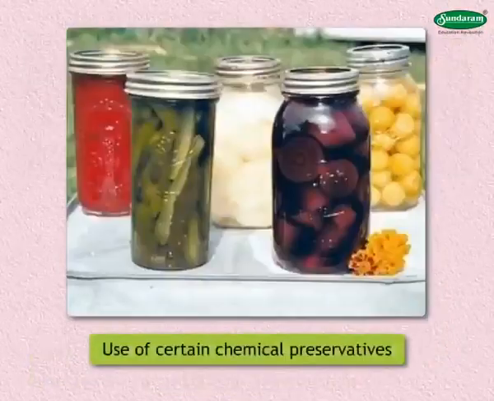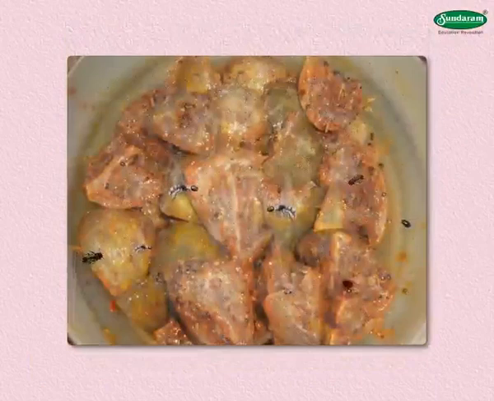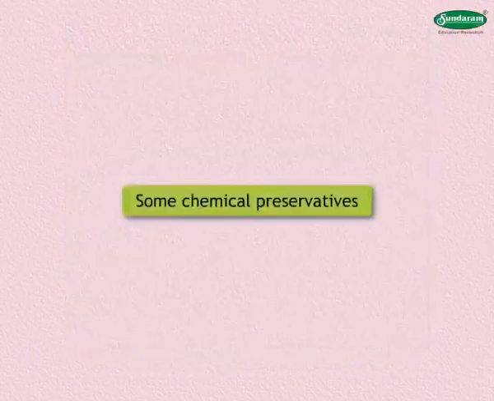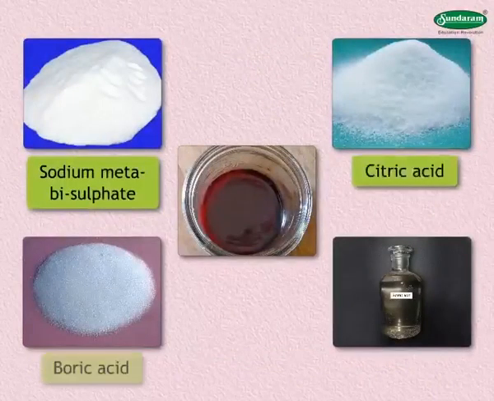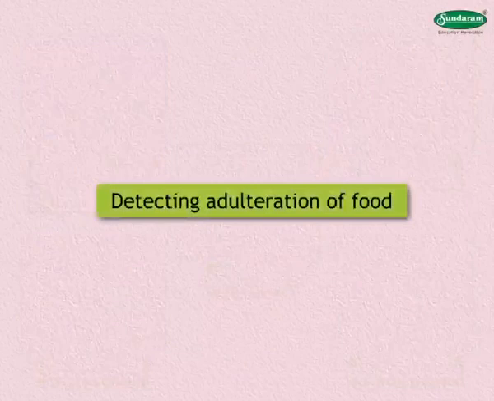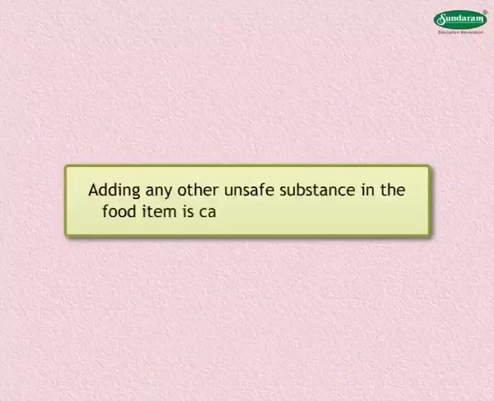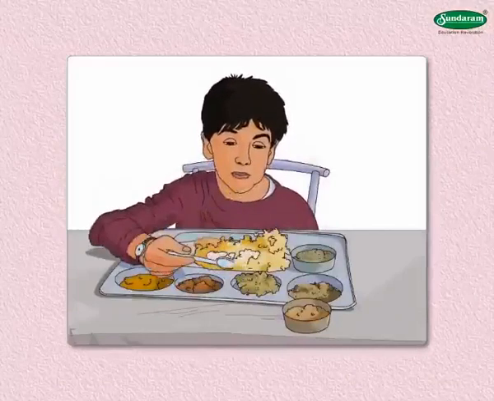Besides, certain chemical preservatives can also be used to prevent spoilage of food. Some chemical preservatives include sodium metabisulfite, citric acid, boric acid, acetic acid, or vinegar. Detecting adulteration of food. Adding any other unsafe substance in the food item is called food adulteration. It is necessary that we eat only safe food.